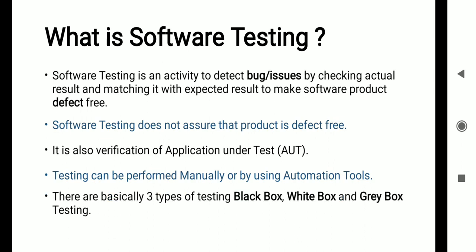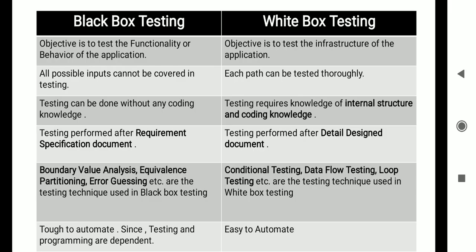There are three basic types of testing: black box testing, white box testing, and gray box testing. Coming on to the difference between black box and white box. Black box testing objective is to test the functionality or behavior of the application. White box testing objective is to test the infrastructure of the application. All possible inputs cannot be covered in black box testing. Each path can be tested thoroughly in white box testing.